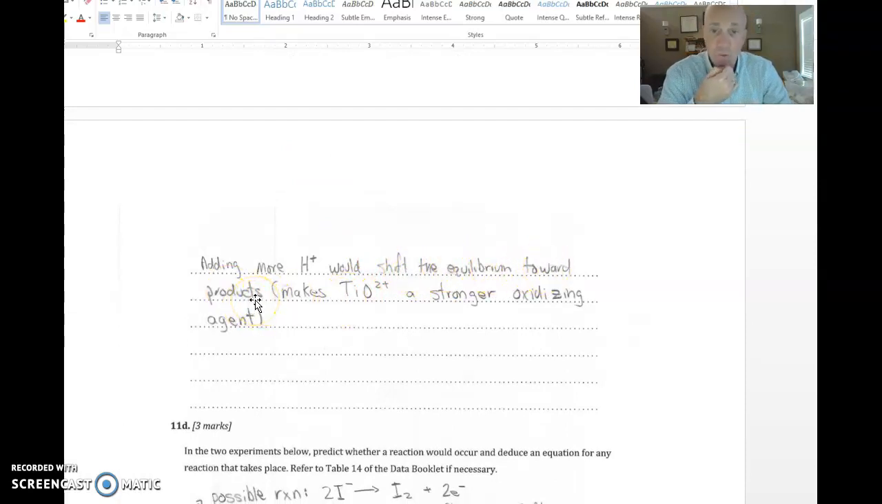All right. So again, sometimes the language used is shifting it towards the right. The answer that they indicated was moving the equilibrium toward products. So if you want to use language consistent with what they want, I would say products. All right, and because that happened, you can make the conclusion that that makes that a stronger oxidizing agent, because it favors that oxidation direction of that reversible reaction.